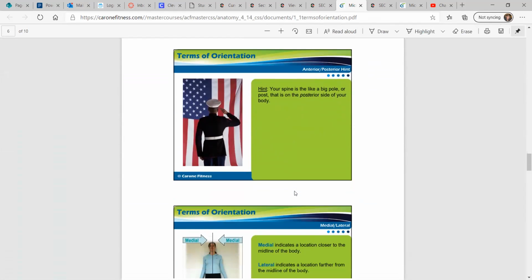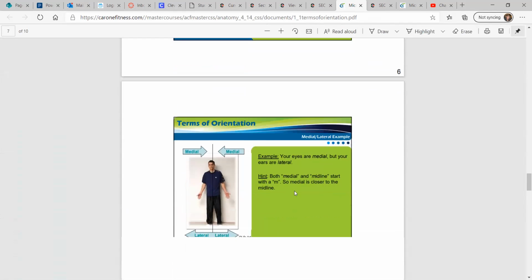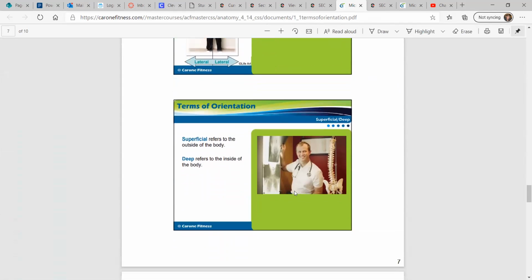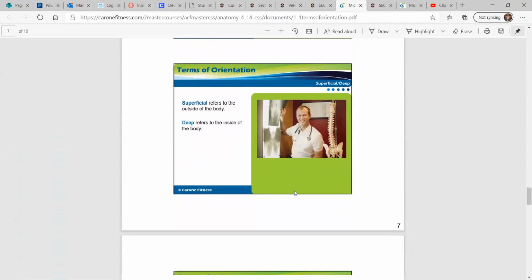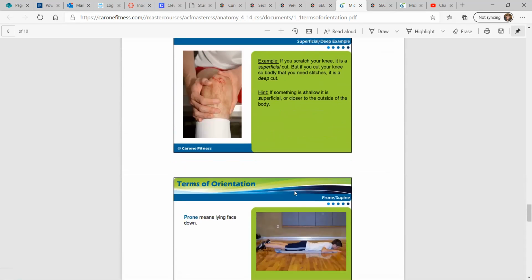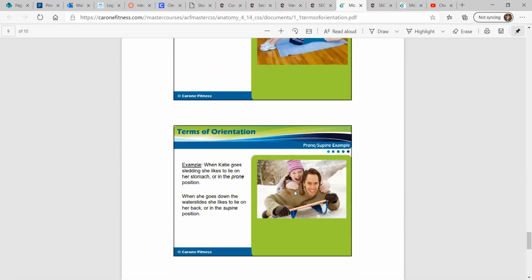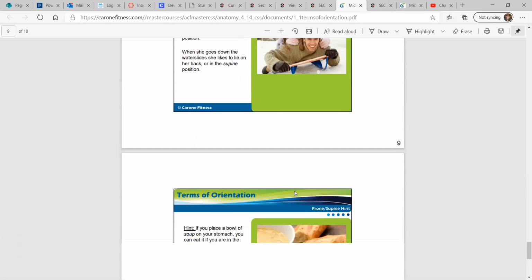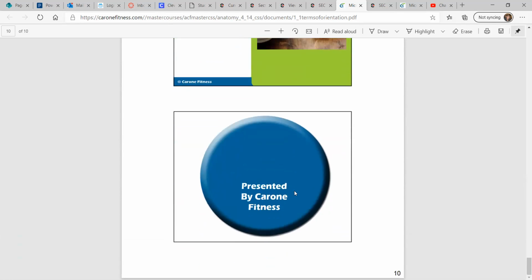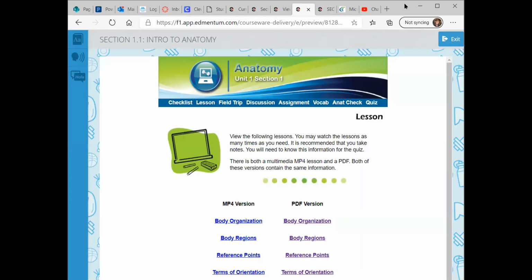But these slides are good to go through too. Superficial refers to outside the body. Deep refers to inside the body. Prone, lying face down. Supine, lying face up. So that's in terms of orientation, where we refer to the body.